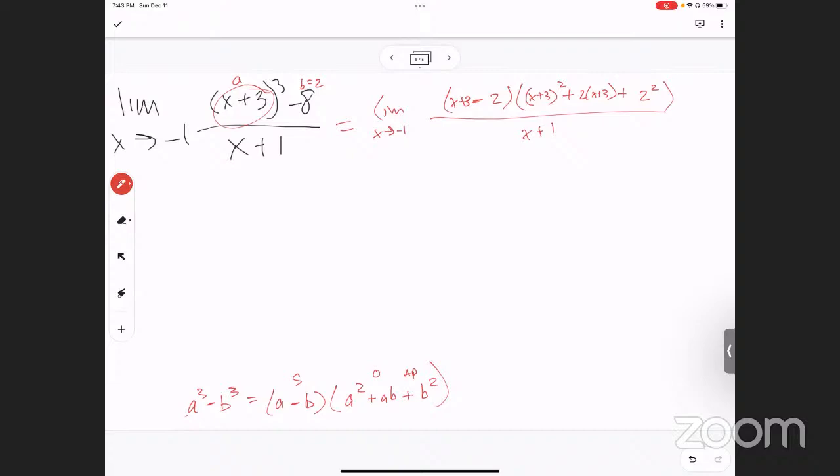Okay. And now look at what happens. What does this thing turn into? I'll simplify it in blue. This just turns into x plus 1, which can be canceled with that down there.